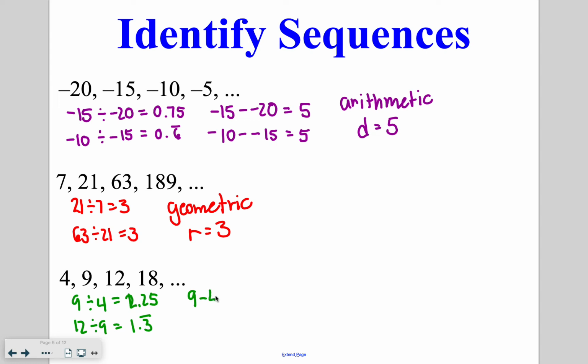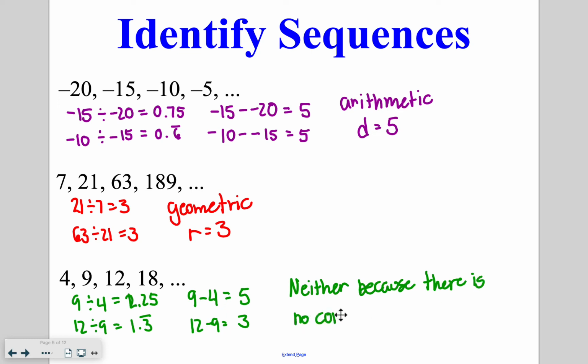Then I'm going to double check with subtracting. So that first answer is going to give me 5. That second answer is going to give me 3. Since neither of them match, this would be neither arithmetic nor geometric because there is no constant change.